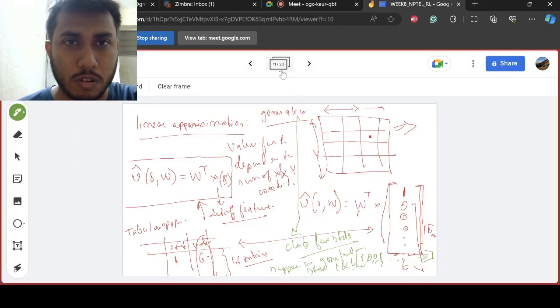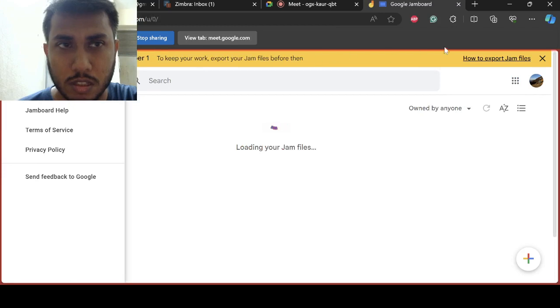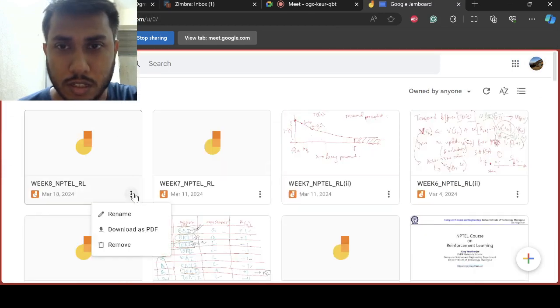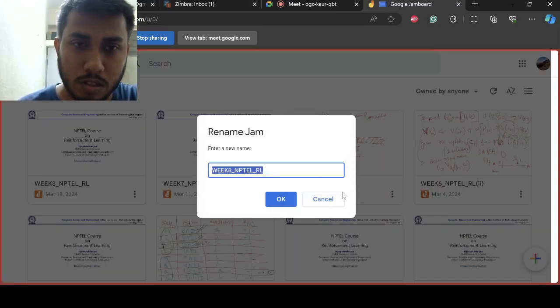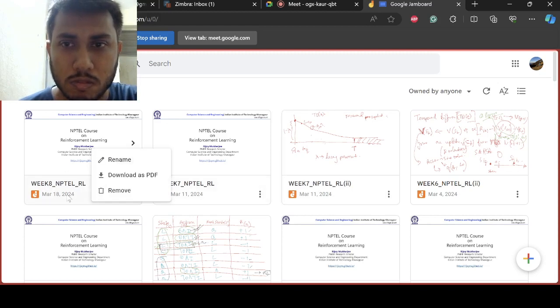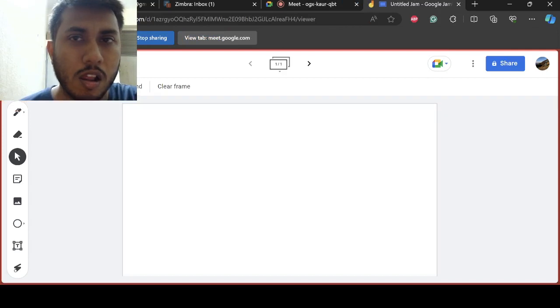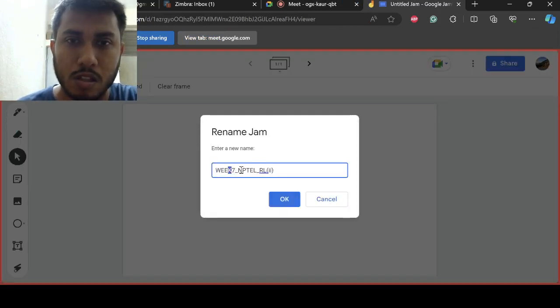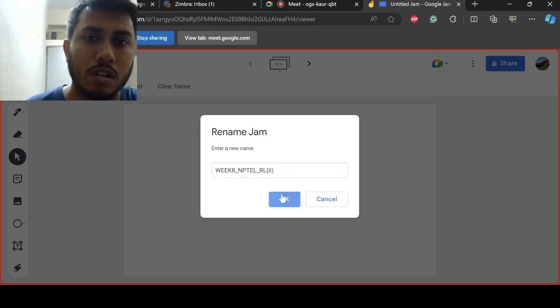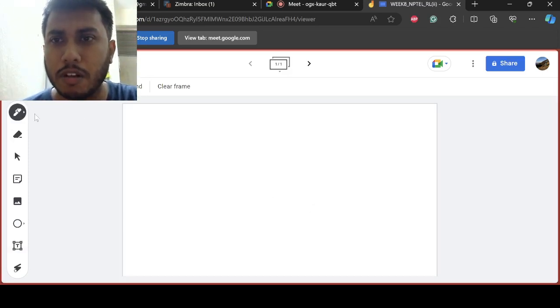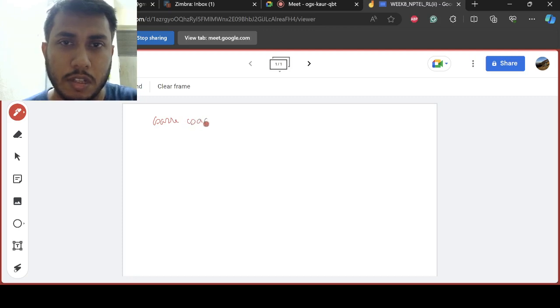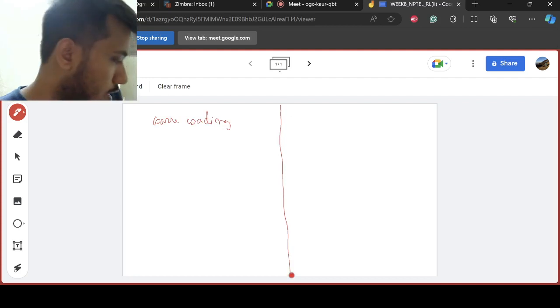Now we'll come to two types of generalization techniques. I will give you a small description of them: coarse coding and tile coding.